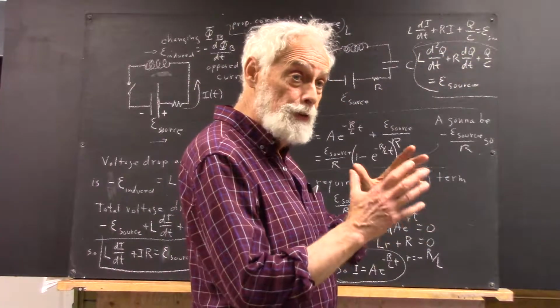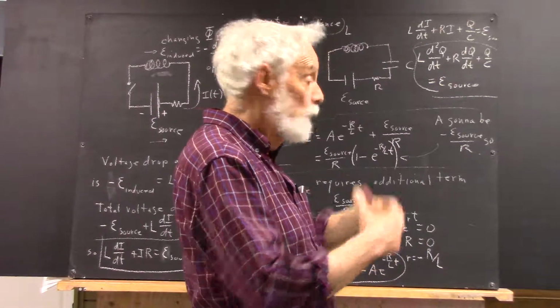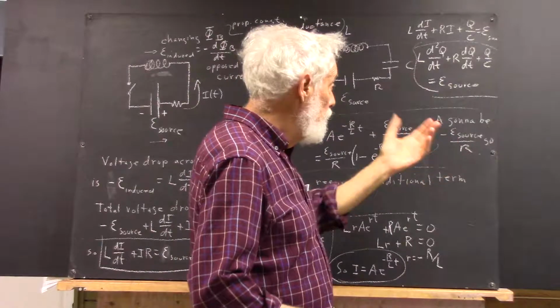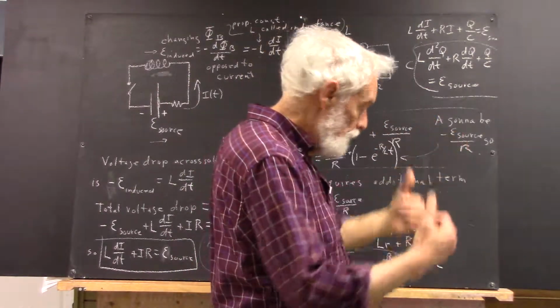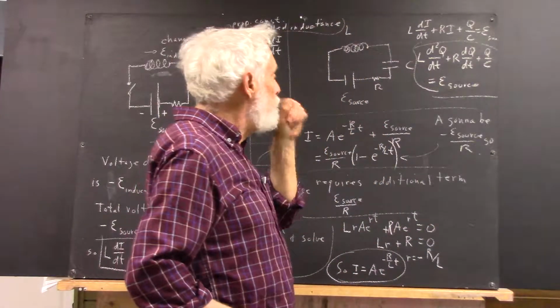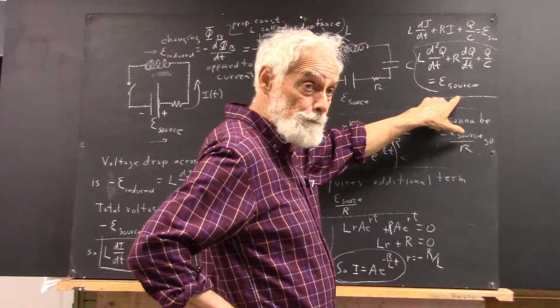Remember that capacitance C is the charge to voltage ratio. More charge, less voltage, bigger capacitance. Okay, and that's easily rearranged to see that the voltage is charge divided by capacitance, so that our equation becomes this.